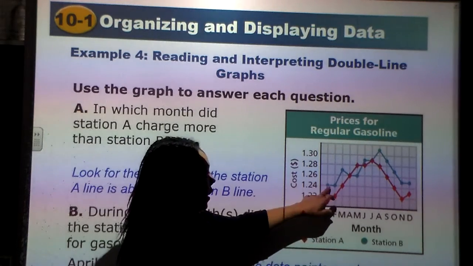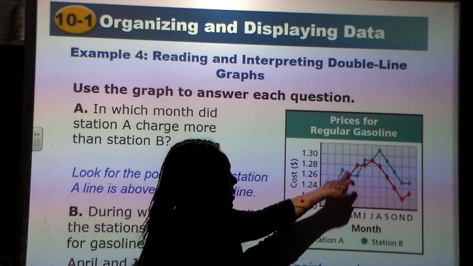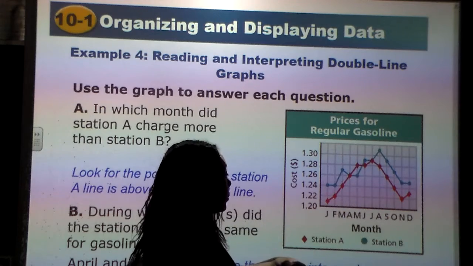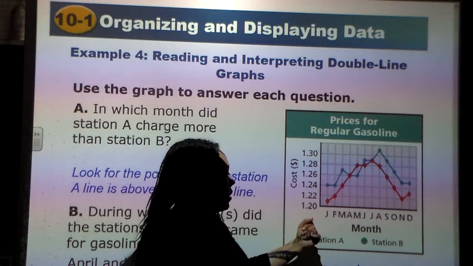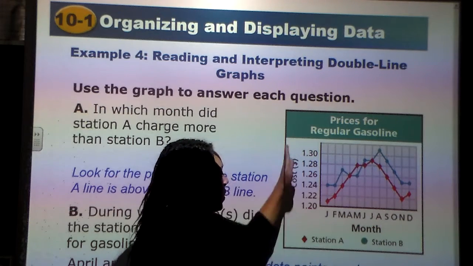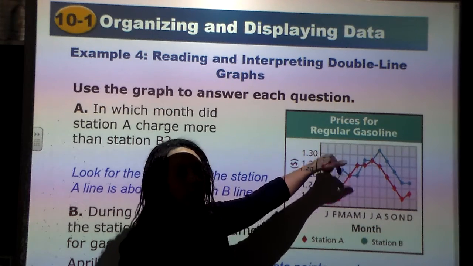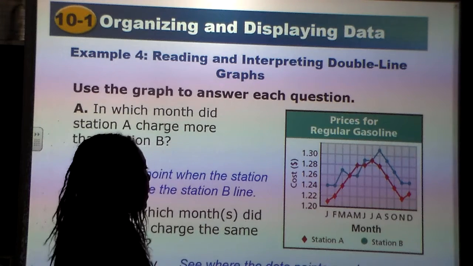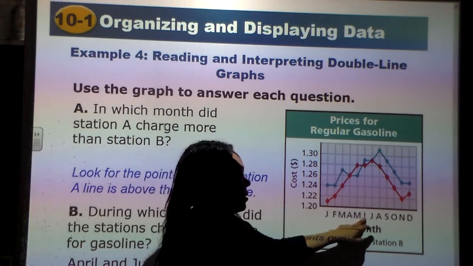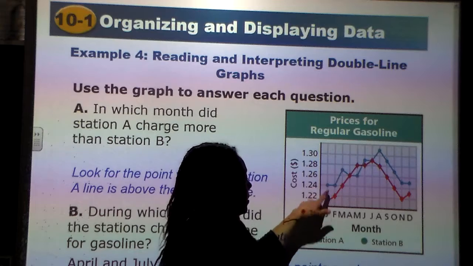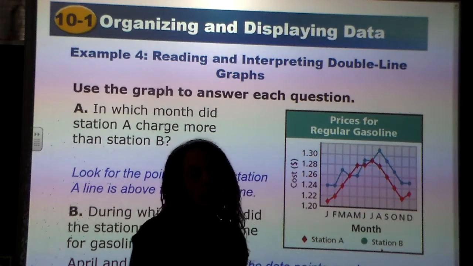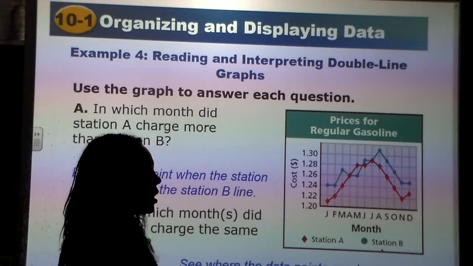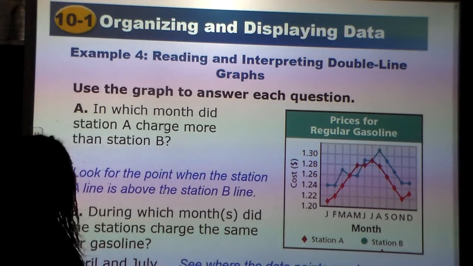So here, one has dots and one has little diamonds. We know one is blue, one is red. We have station A, we have station B, the months of the year, and the cost, and our title here is prices for regular gasoline. So we know that over the months, the price of gas is going up and down, and we're comparing one station with another station, maybe a Chevron and a Shell. So use the graph to answer each question.